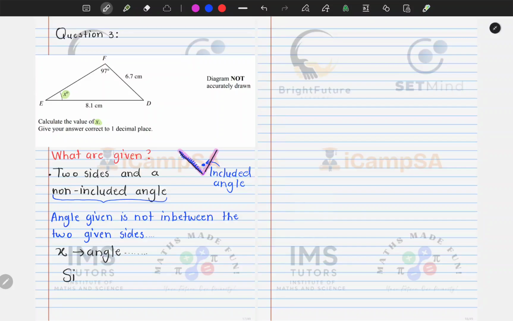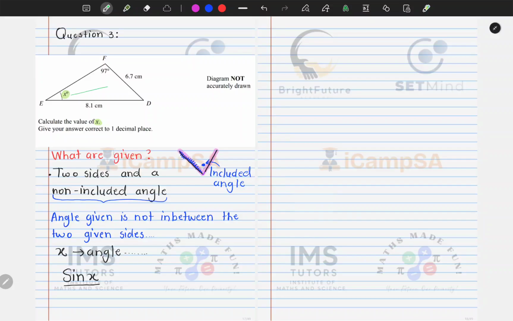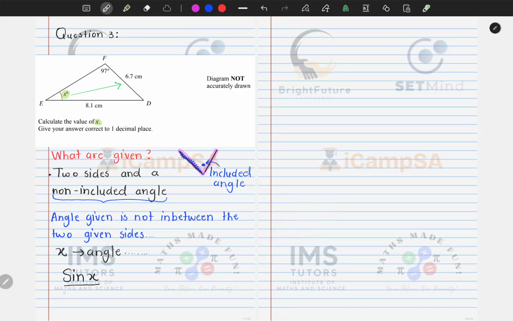So I'm going to say sine of angle x. This will be divided by, so when I'm standing at angle x, what is opposite? What is the opposite side to angle x? If you look carefully, it is that side. So what will happen is, let me put them first with letters. So that would be side FD. And this will be equal to, I can take any other angle.